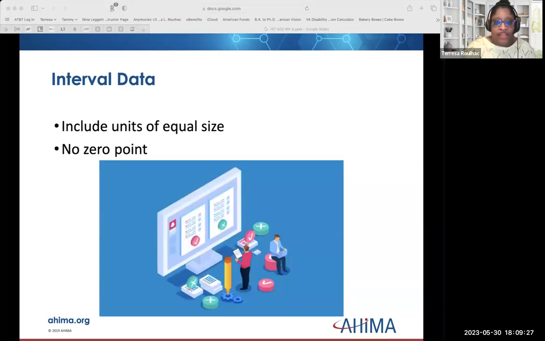We also have our interval data, also called the integer. It's defined as the data type which is measured along a scale. It includes units of equal size. There's no 0 point. Example, temperature. They're in Fahrenheit degrees. The intervals between the values are going to be pretty much the same. The most important characteristic is that the intervals between values are equal. So just keep that in mind.